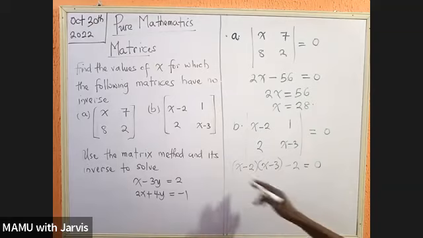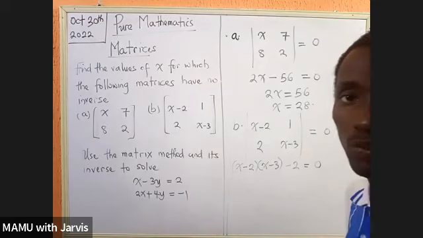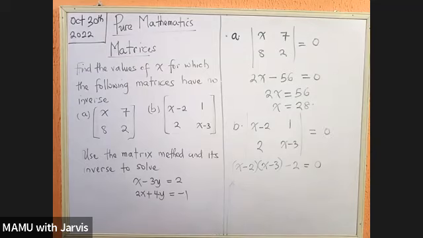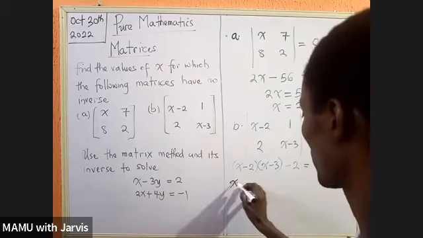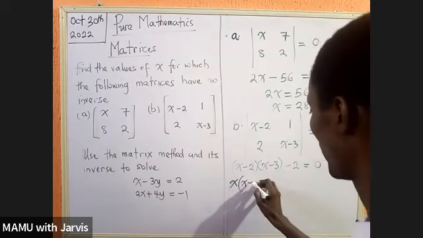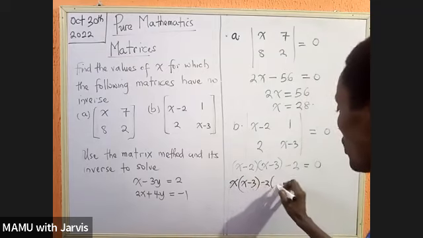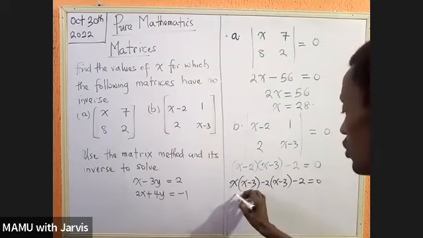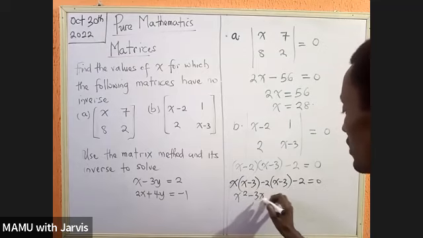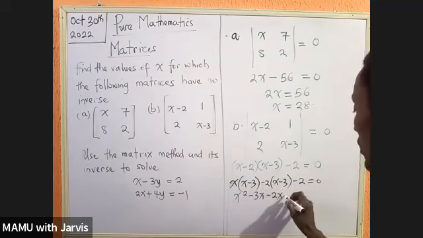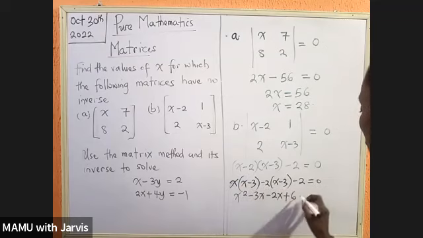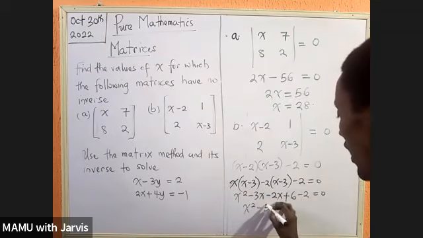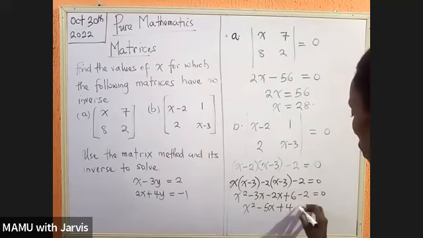So we will open this one up, and I trust you've already learned how to do this. This will be x multiplying this bracket, x minus 3. This will be negative 2 multiplying this bracket, minus 2 equal to 0. So this will be x squared minus 3x minus 2x plus 6, minus 2 equal to 0. What does this give me? This will be x squared minus 5x plus 4 equal to 0.